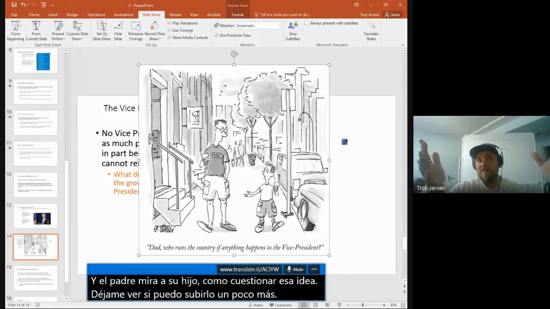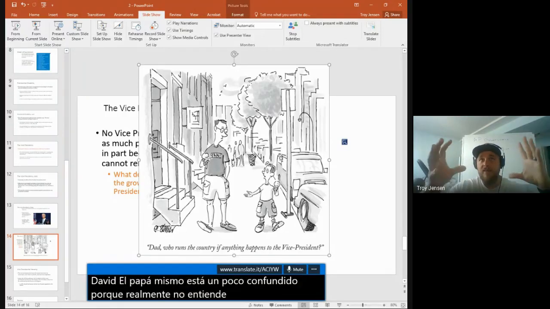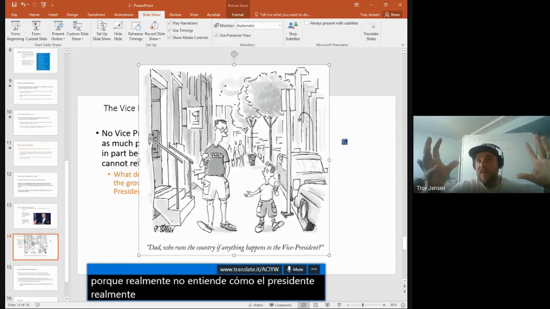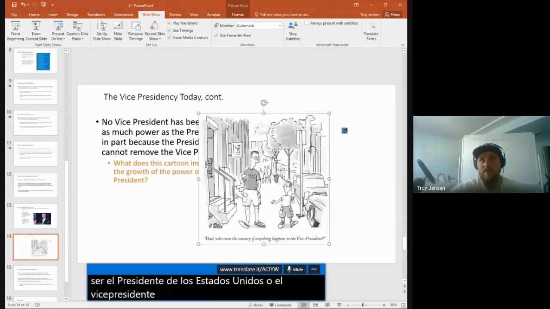Okay, the dad himself is kind of confused because he really doesn't understand how the president really works and who runs the country if anything happens to the vice president. The dad is just questioning, well, maybe this would have to be the president of the United States, or the vice president doesn't have as much power as we think.